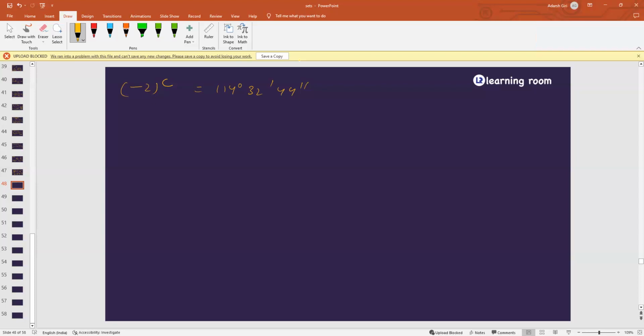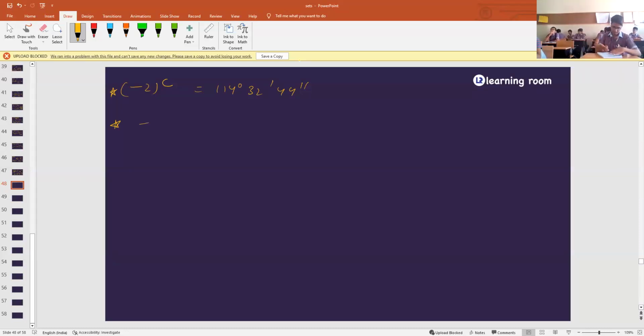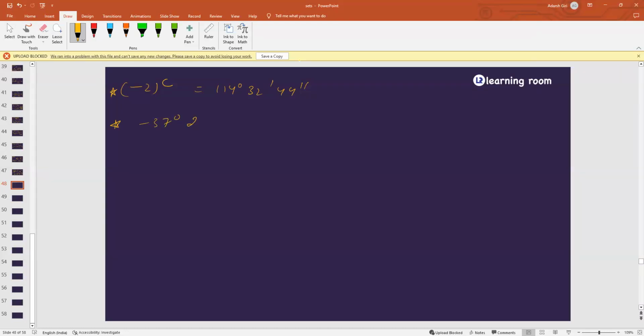Okay, your answer differed by 1 second, right? No problem, but try to be exact. Okay, next question. Convert 3 by 4 radians into degrees, minutes and seconds. Do this.